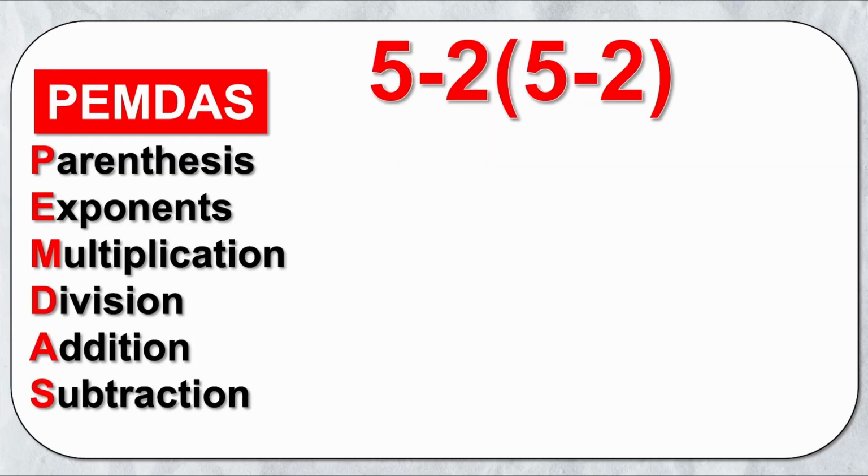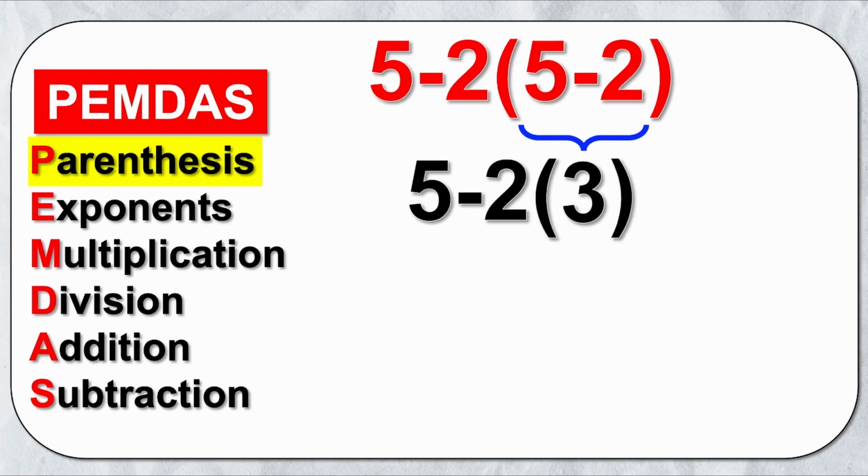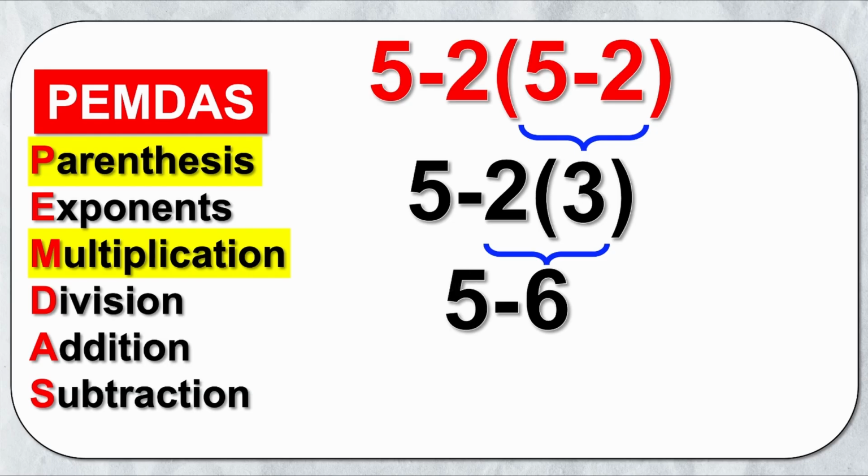Well, now I see that I need to do my parentheses first, so 5 minus 2 is 3. The rest of the equation remains the same. Next, I've got some multiplication, and so 2 times 3 is 6, and the rest of the equation remains the same, and as you can see, all I have left is subtraction. And if I do 5 minus 6, then my answer is -1. And if this is the answer you got when you solved it, you did it correctly.